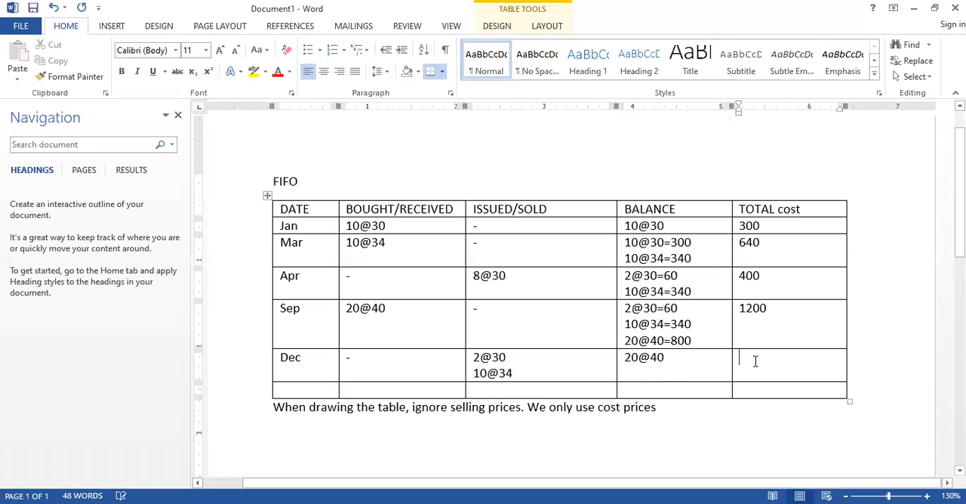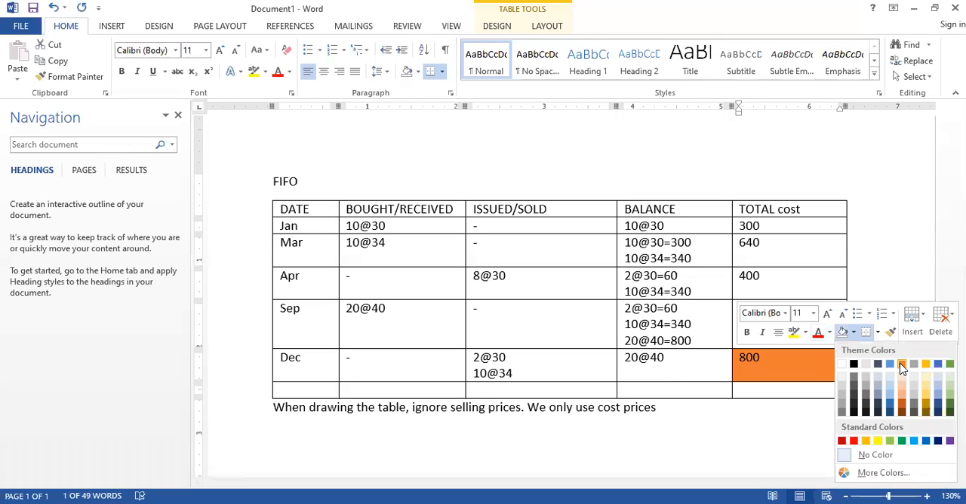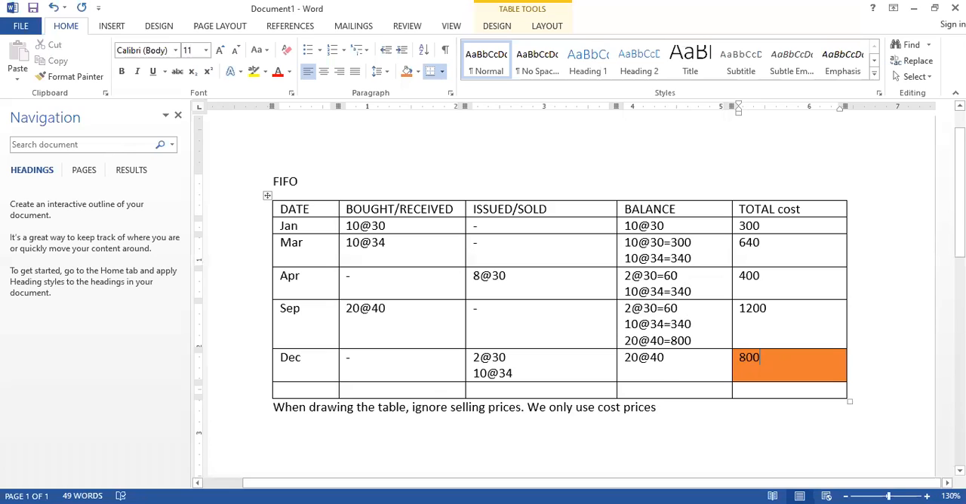And that will give us how much? It will give us 800. This one you issued out, and this one you issued out. Now you are only remaining with 20 items at the price of 40. So this amount will be your closing stock that you are asked to calculate.